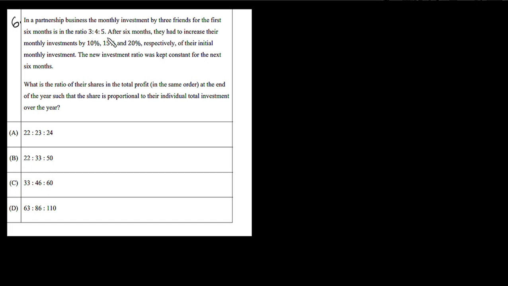After 6 months, they increase their monthly investment by 10%, 50%, and 20% respectively of their initial investment. So these percentages are given of the initial monthly investment of each individual friend. The new investment ratio was kept constant for the next 6 months. So this second ratio will be kept constant for the next 6 months of the year. We have completed 6 months with the first ratio, and the next 6 months have the next ratio with this addition.